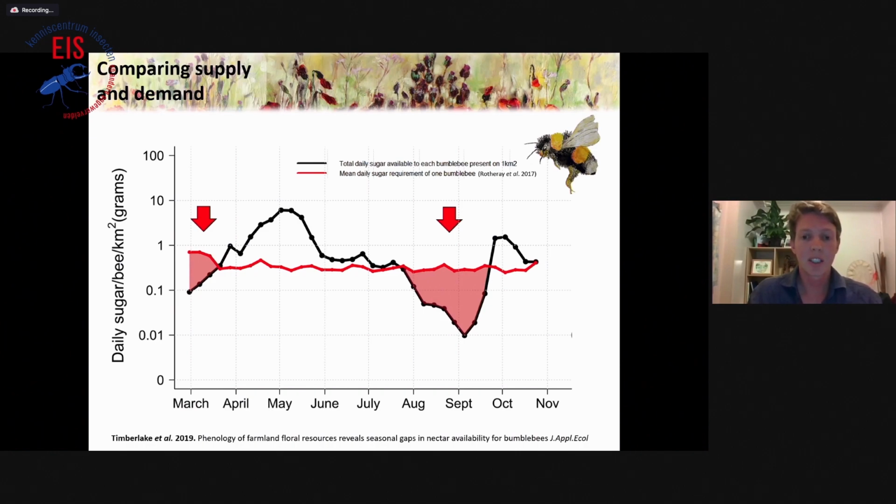And the other gap in the late summer was actually a far larger gap. And this is a period when bumblebee populations are still pretty large. There's lots of workers around and lots of new queens and males produced. But farmland nectar has already started decreasing substantially for the year. And so supply was not meeting demand.